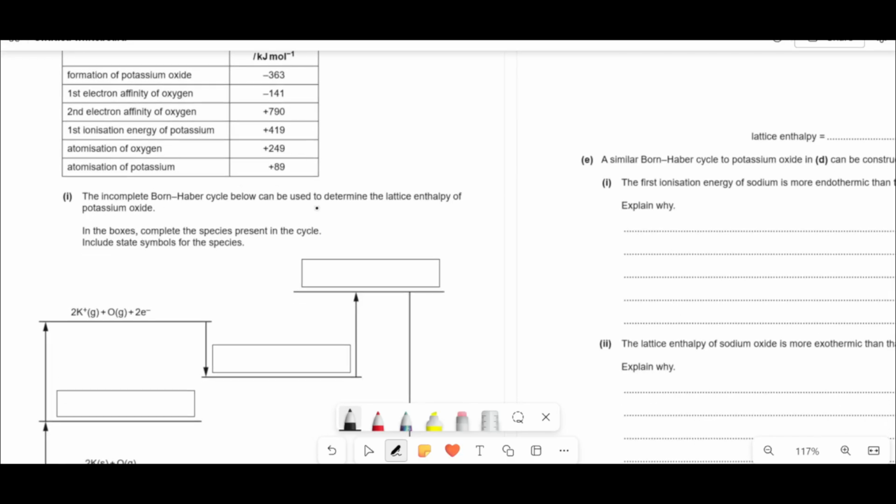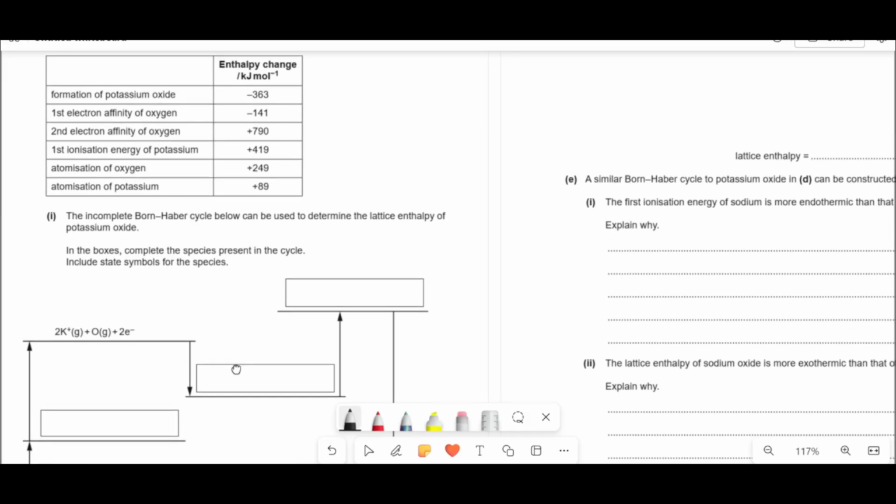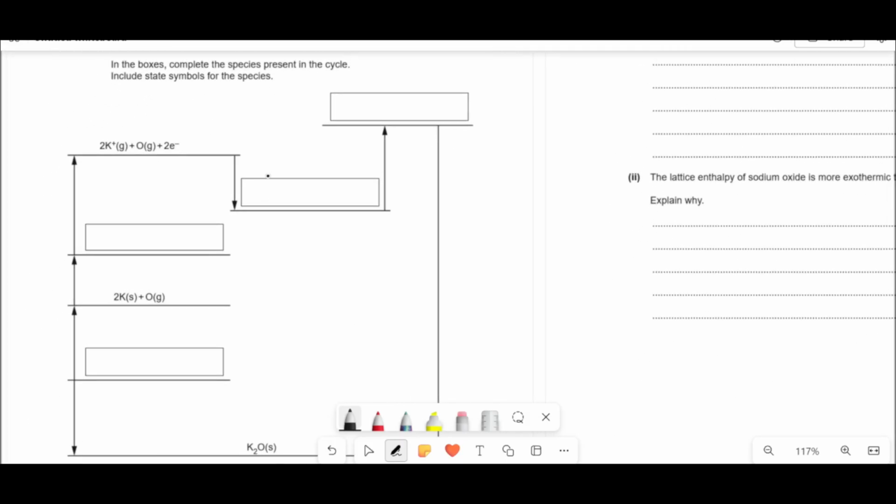It says here there's an incomplete Born-Haber cycle that can be used to determine the lattice enthalpy of this potassium oxide, and in the boxes below complete the species in this cycle and include state symbols. The reason the state symbol's there is because it tells you what the definition is. It's crucial. You can see we've got solid potassium and O gas. The O gas is unchanged. The solid potassium has now become gaseous 1+. So that means we've done 2 things. You should be able to recognize immediately. We've atomized it to make it gaseous, but also ionization energy did.